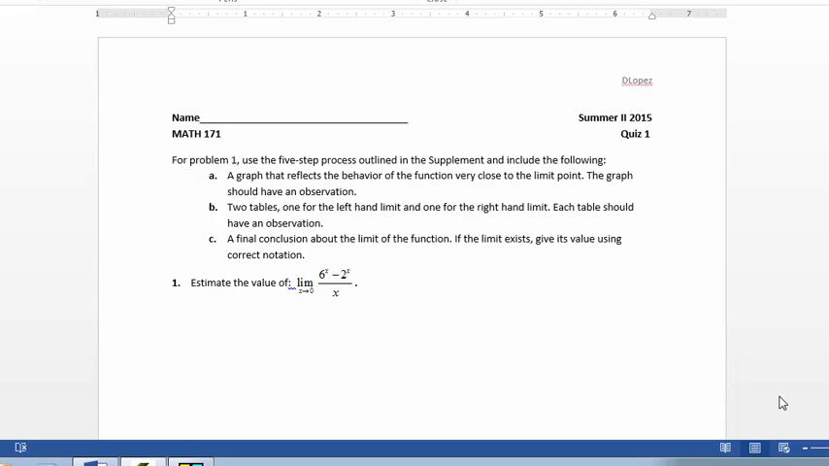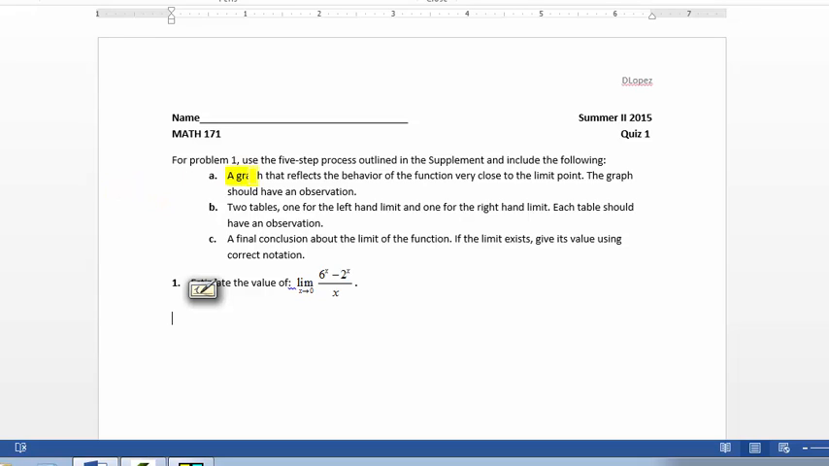Okay, so now I'm going to go over quiz 1 from Math 171. The first problem is mainly a Converge problem, but you have to write some observations after you do the graphs and the tables in Converge. So it says problem 1, use the 5-step process outlined in the supplement and include the following.